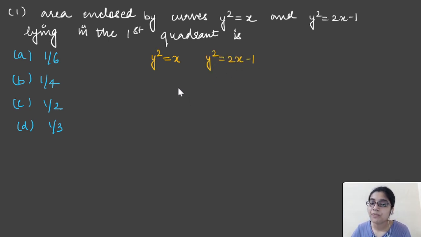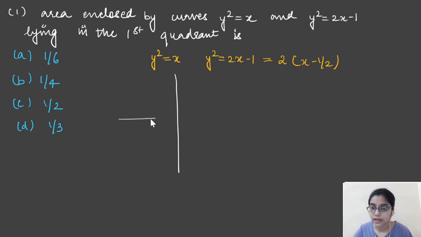You will draw them and you will see which area is enclosed by these curves. Then you will find out that area. You know that this is a parabola whose vertex is 0, 0, and this is a parabola whose vertex is 1/2, 0. So we will try to draw the curves. This is our y square is equal to x.